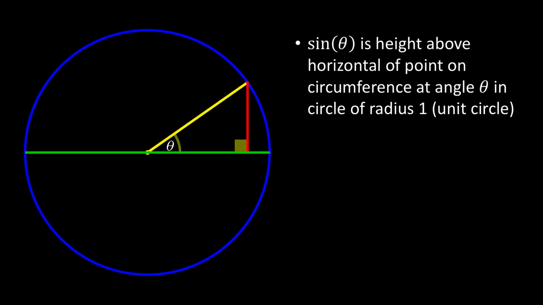So we can imagine taking a radius and just rotating it around the circle, and inside a circle of radius 1, the height of where the radius meets the circumference will exactly be sine theta. And so we can find sine of 0 very easily. That's when the radius is just flat on the horizontal. So of course sine of 0 must be 0. It's at height 0 above the horizontal.